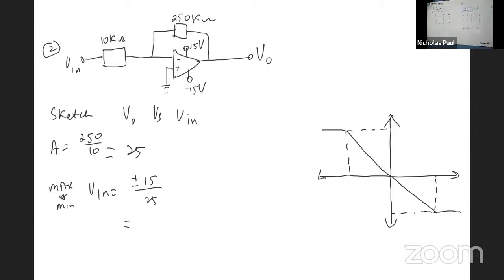Right, should be done by now. Max or min is plus or minus 0.6 volts. Right? So here will be 0.6 as a minus. Here will be 0.6 as a plus. The maximum V out is 15 volts. And the minimum V out is minus 15 volts. So that's what your graph will look like.